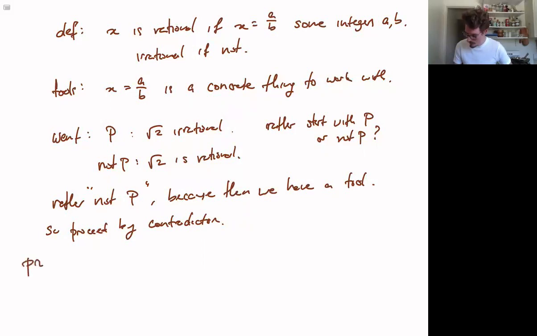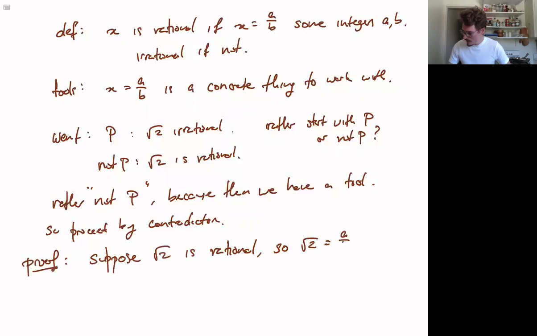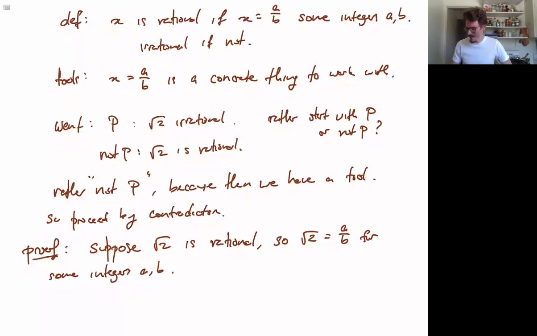Proof. Suppose root 2 is rational. So root 2 equals a over b for some integers a and b. Okay, now we're stuck. What do we do here?